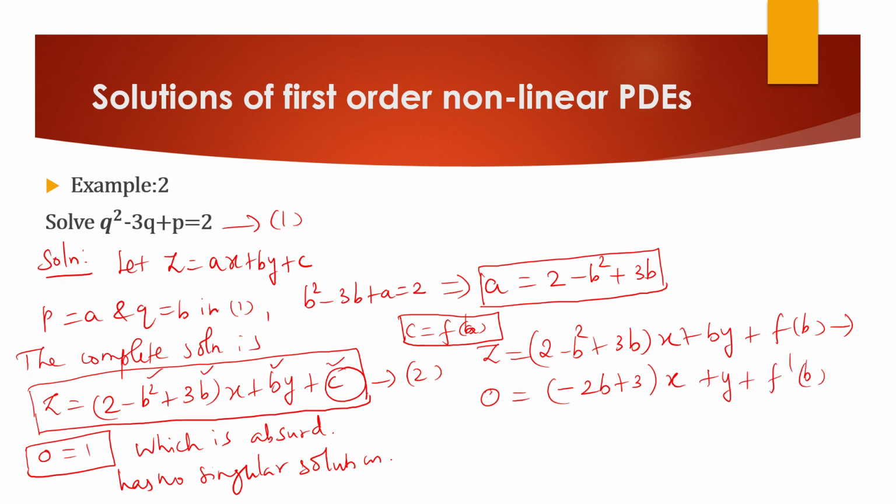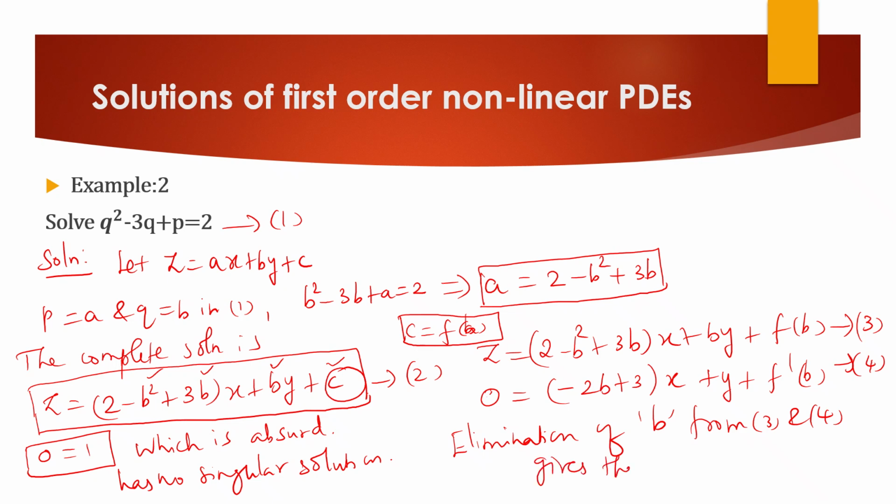So the elimination of b from 3 and 4 gives the general solution. That's it. I hope you understand how to solve first order nonlinear PDE of type 1 form.